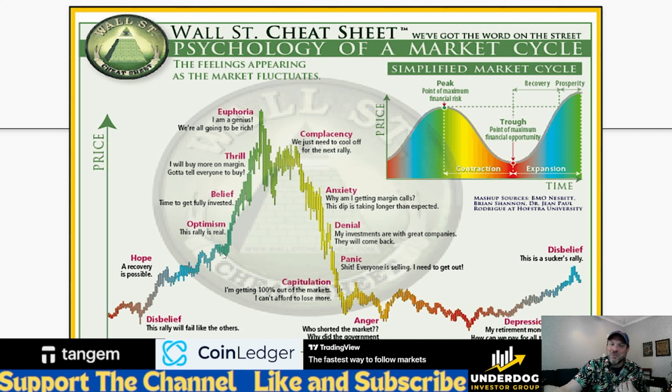But soon, what comes? Optimism. Is the rally real? This is it. It's time to get fully invested. Everyone's loading their capital into the market, but then it becomes thrilling. I'll just buy more on margin. 50x leverage. Decisions we should not be making. The euphoria is what happens at the blow off top. I'm a genius. Everyone's going to be rich.